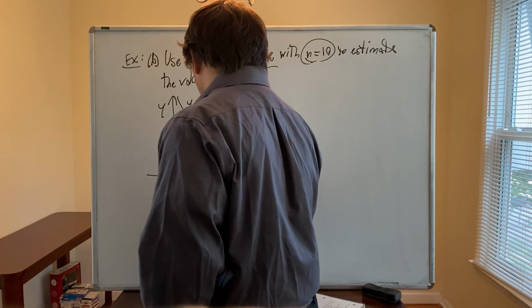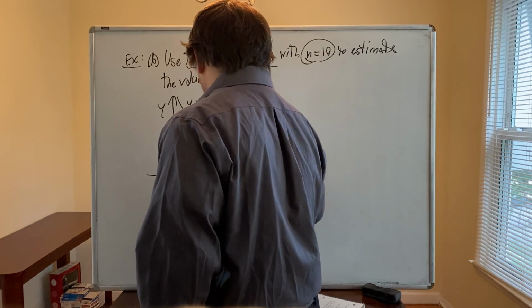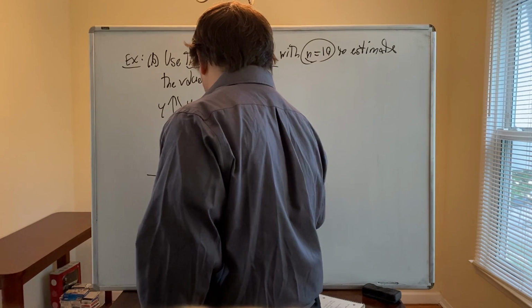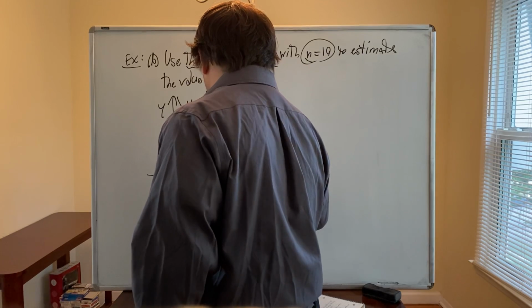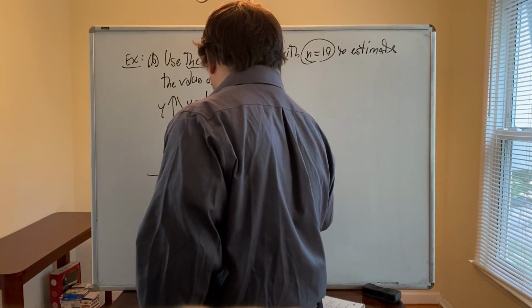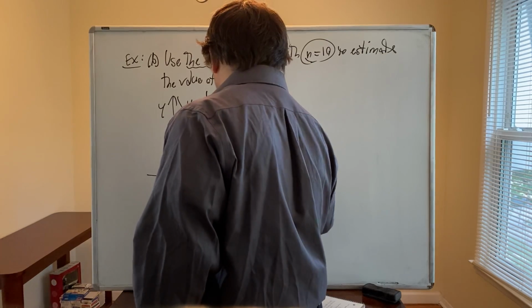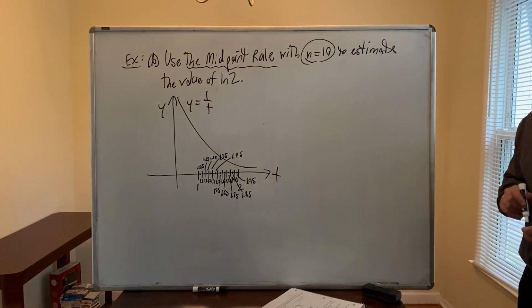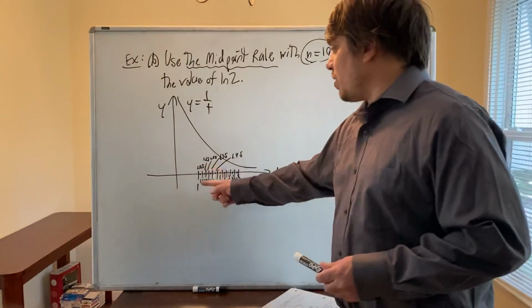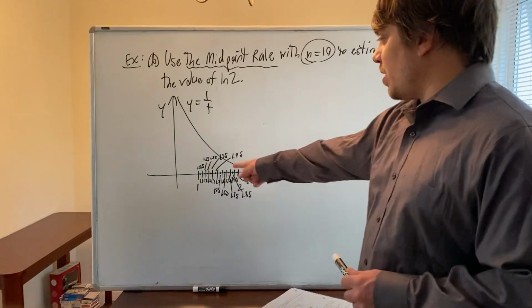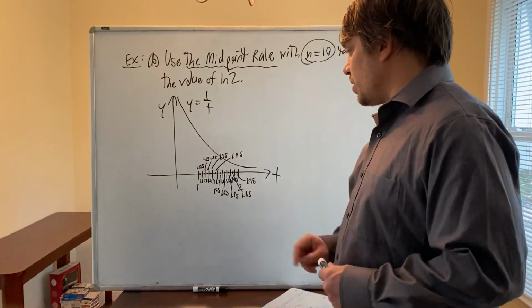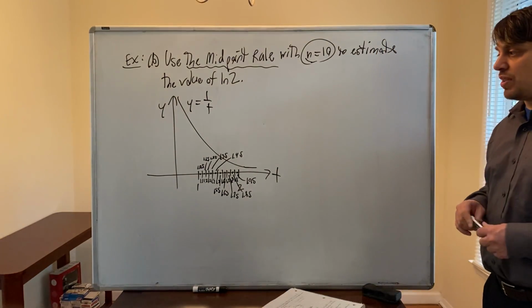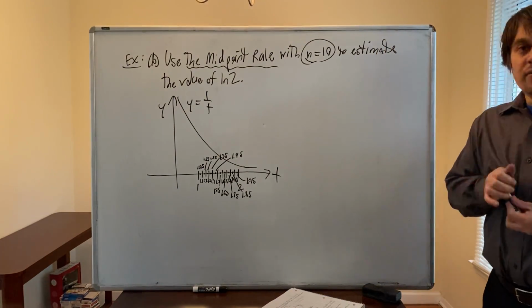The next midpoint is 1.35. The next midpoint is 1.45. The next midpoint is 1.55. Next midpoint is 1.65. The next midpoint is 1.75. The next midpoint is 1.85. And the last midpoint is 1.95. So I just drew the values of the midpoints. You have 1.05, 1.15, 1.25, 1.35, 1.45, 1.55, 1.65, 1.75, 1.85, 1.95. Those are the 10 midpoints of the 10 equal length subintervals from 1 to 2.